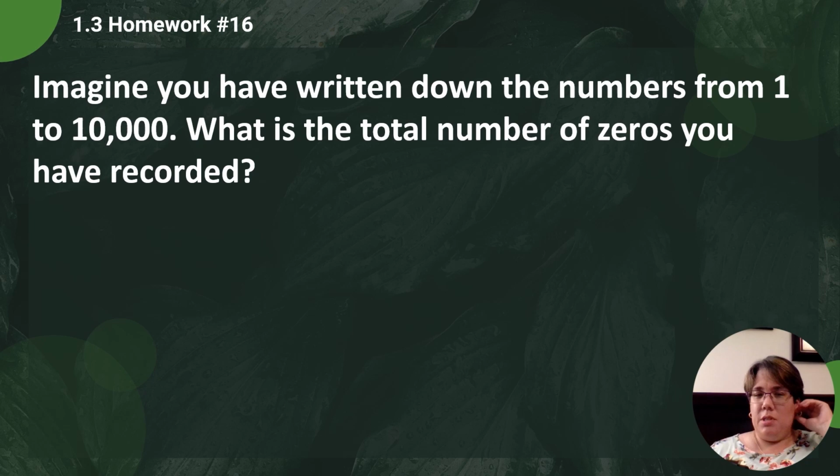Number 16 says, imagine that you've written down the numbers from 1 to 10,000. What is the total number of zeros you have recorded? I know that some of your problems have a different number than 10,000, but 10,000 is the number I wanted to look at in this example. I'm going to walk you through that one, and then you can apply the same methods to whichever number you might have in your randomization of your problem. So let's take a look at this.